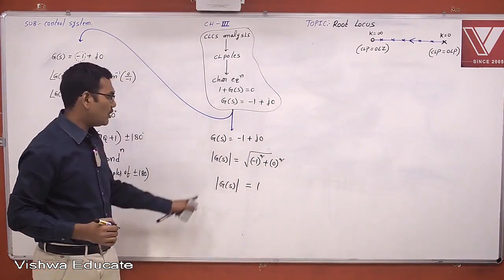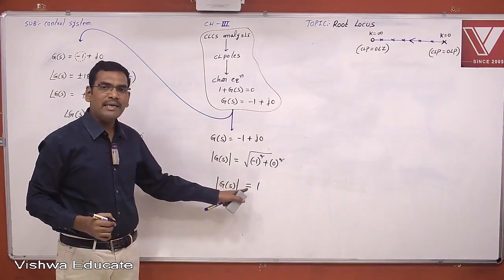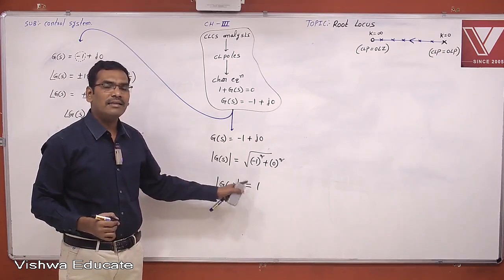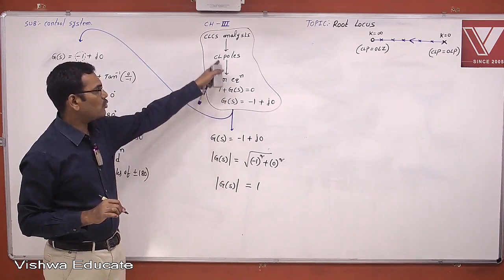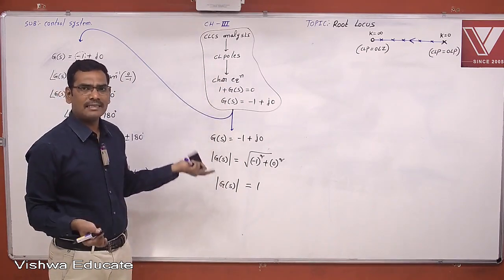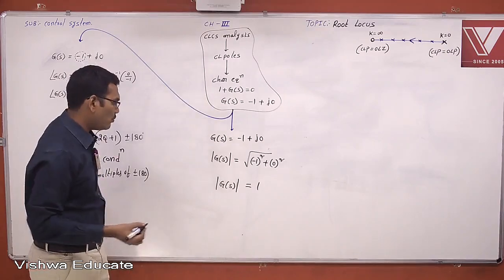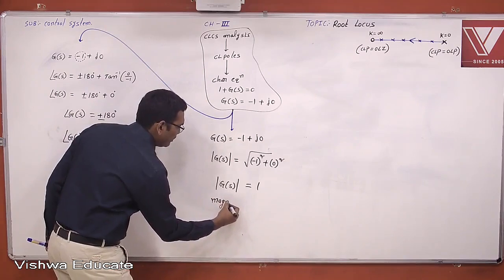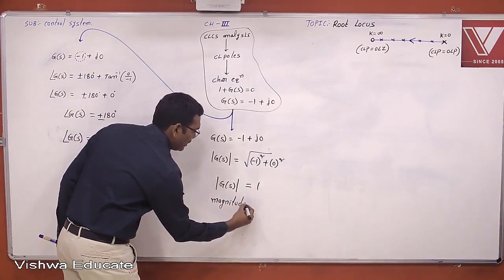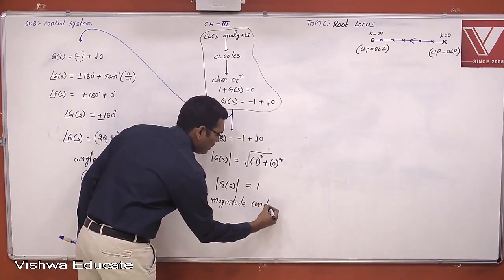If the magnitude of the open loop transfer function is exactly equal to 1, then that is not open loop control system behavior. That is the behavior of the closed loop control system, because it is the characteristic equation. It deals with closed loop poles. This condition is called the magnitude condition. That's what I am saying.